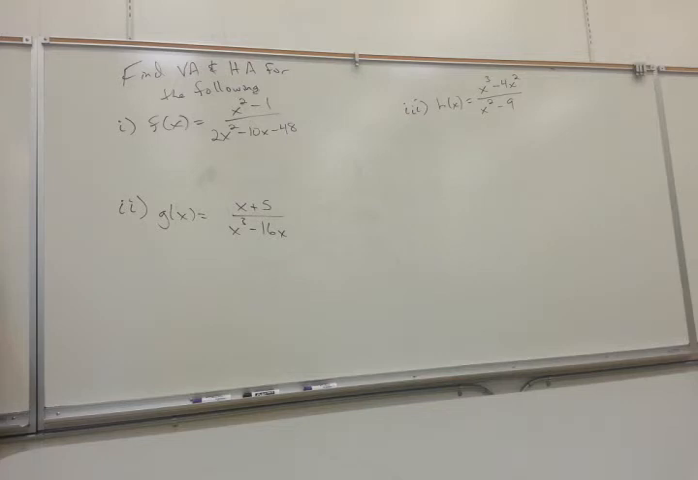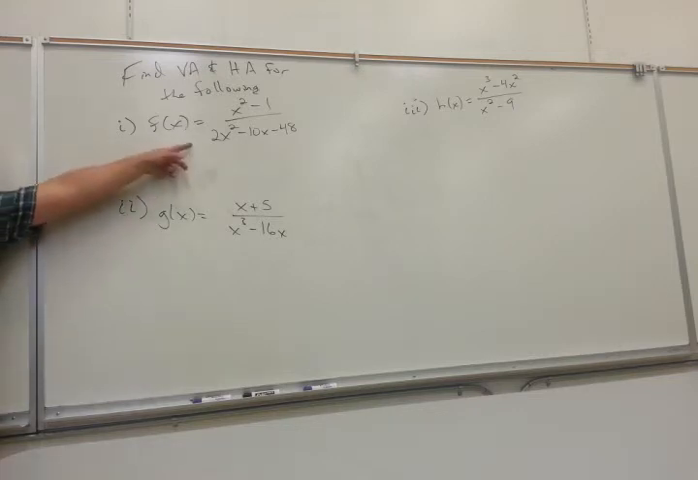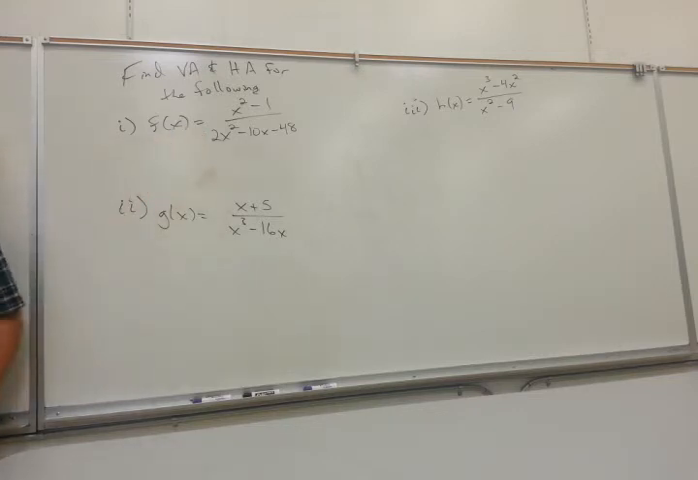And on this one, the horizontal asymptote is y equals 1 half. As x goes to a really big number, x squared over 2x squared turns into 1 half. You take a 2 out, you can't take an x out. Okay.